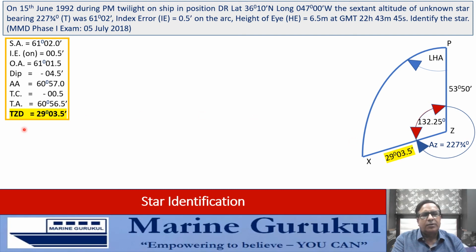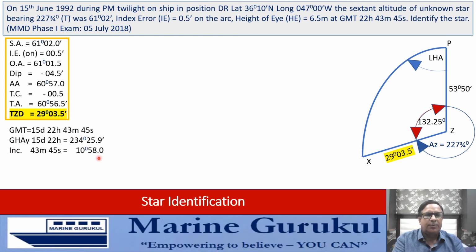Now we calculate and work out LHA Aries. Now fortunately we are given GMT, so no time correction is required. So we have the GMT known to us, 15th June 22 hours 43 minutes 45 seconds. We pick up GHA Aries for 15th day 22 hours from almanac.